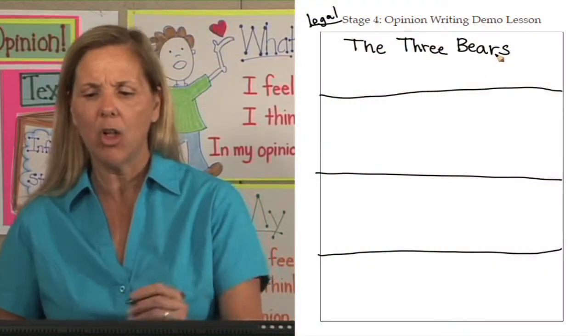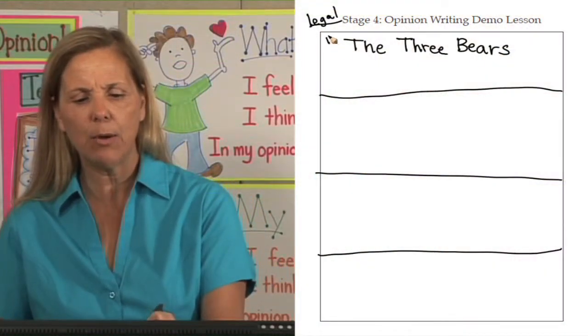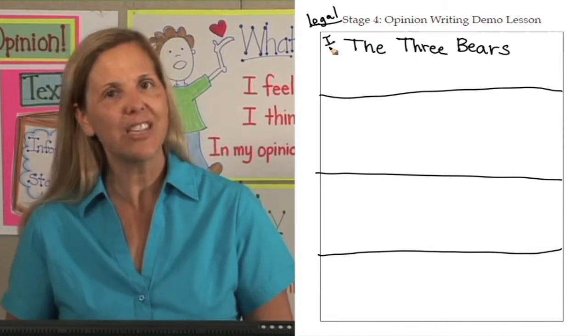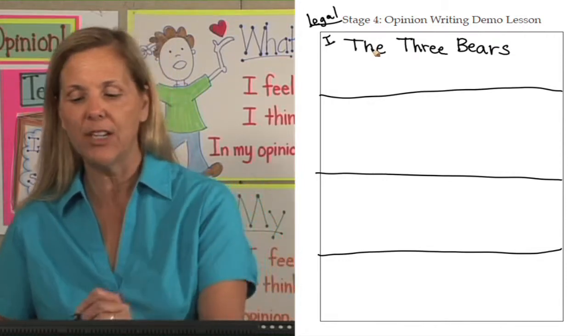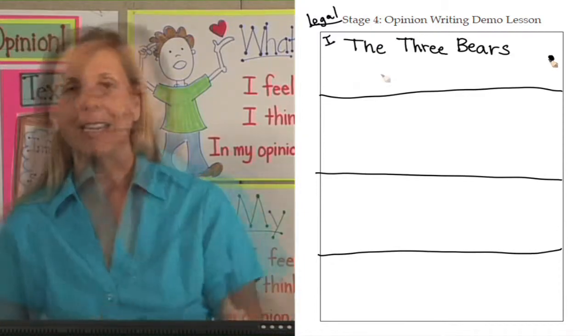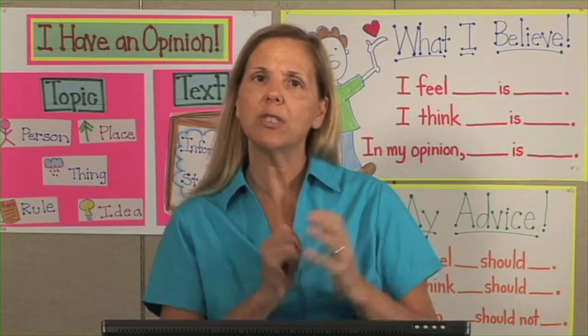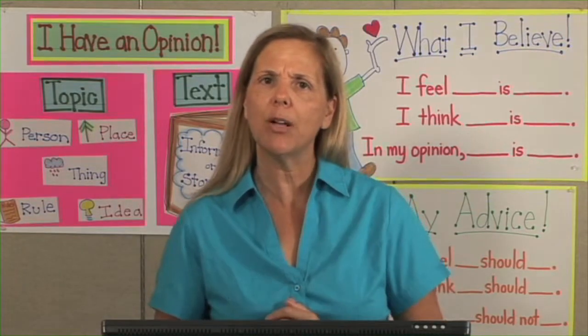After I've done that, I'll go back and say, I started that with I. I'm going to put I there so I can remember that. I had a blast reading the story, The Three Bears. I finished up that sentence and I put my period. So at this point, I now need to tell you my opinion. We looked at those sequencing boxes and we decided our opinion was about Goldilocks.